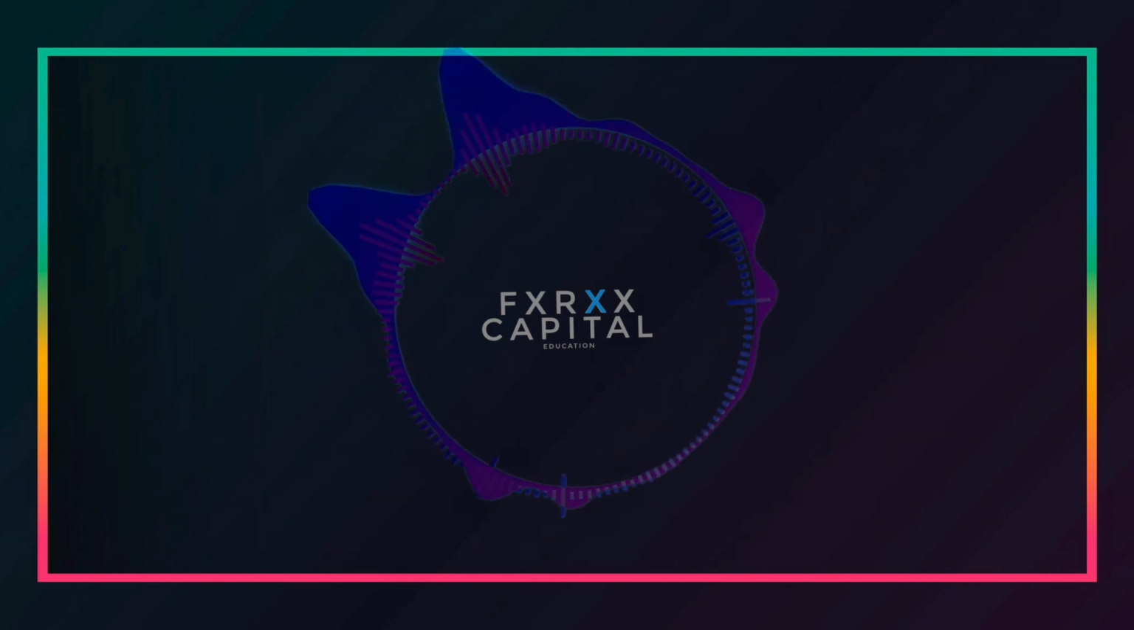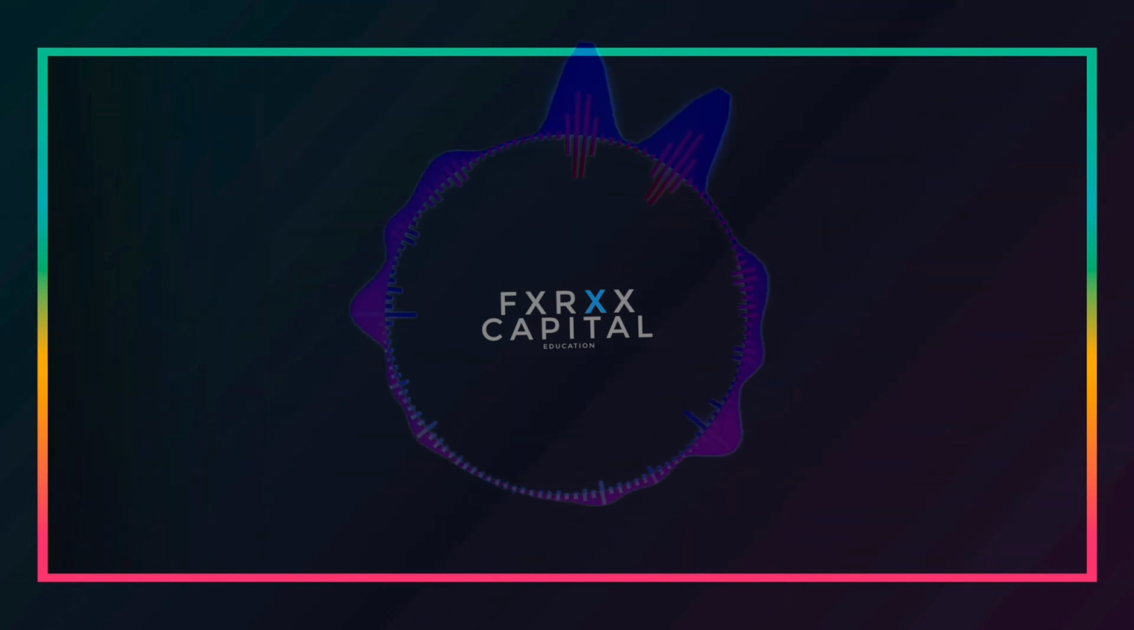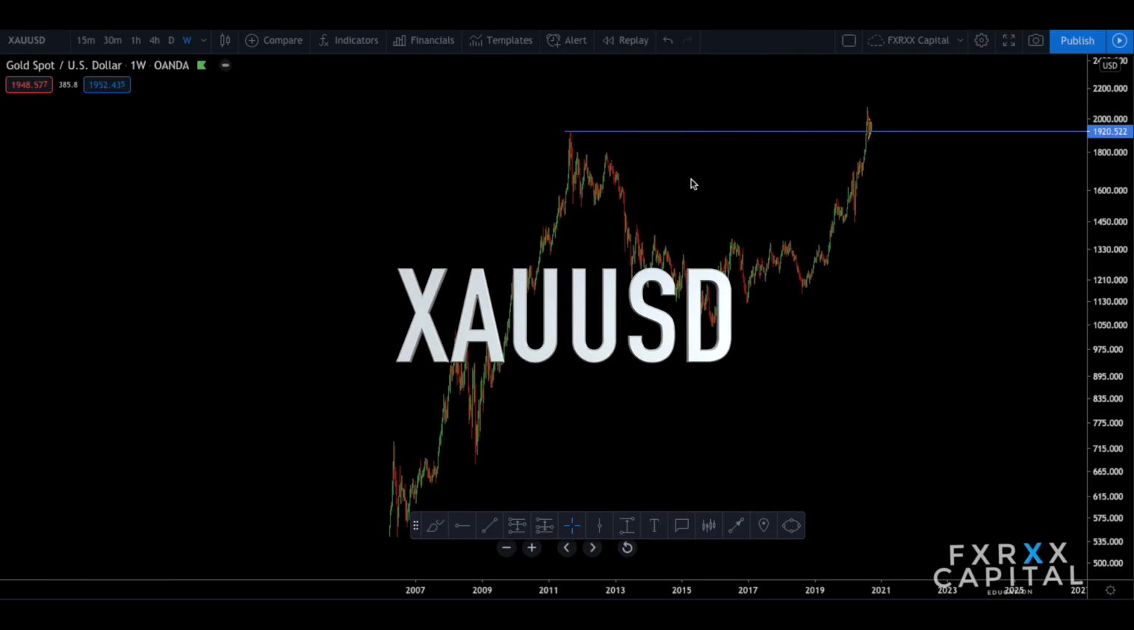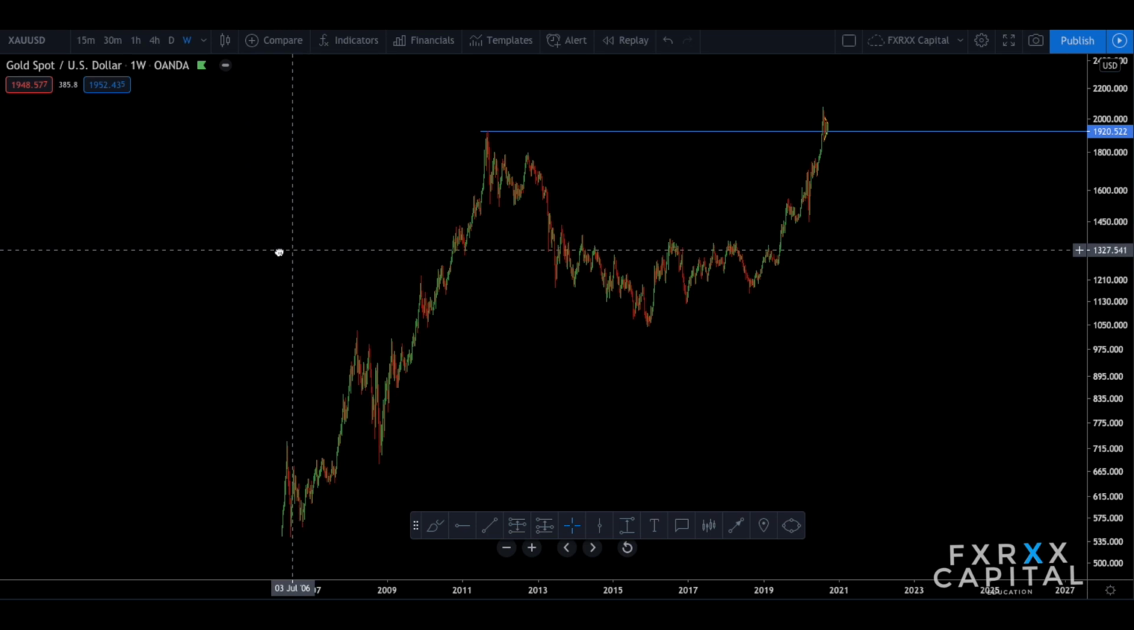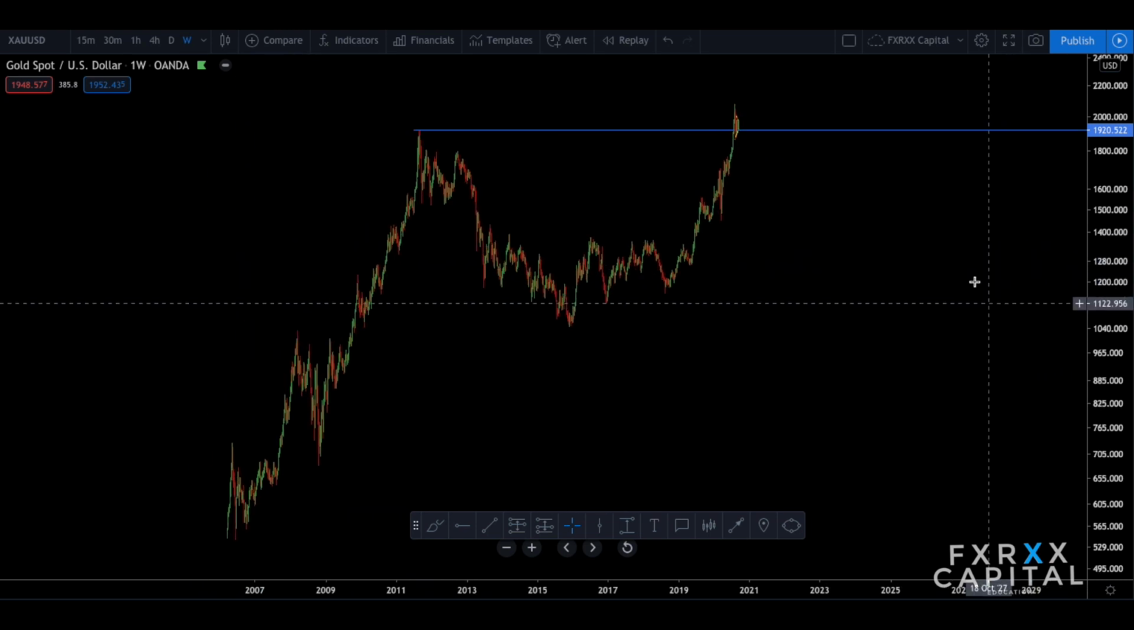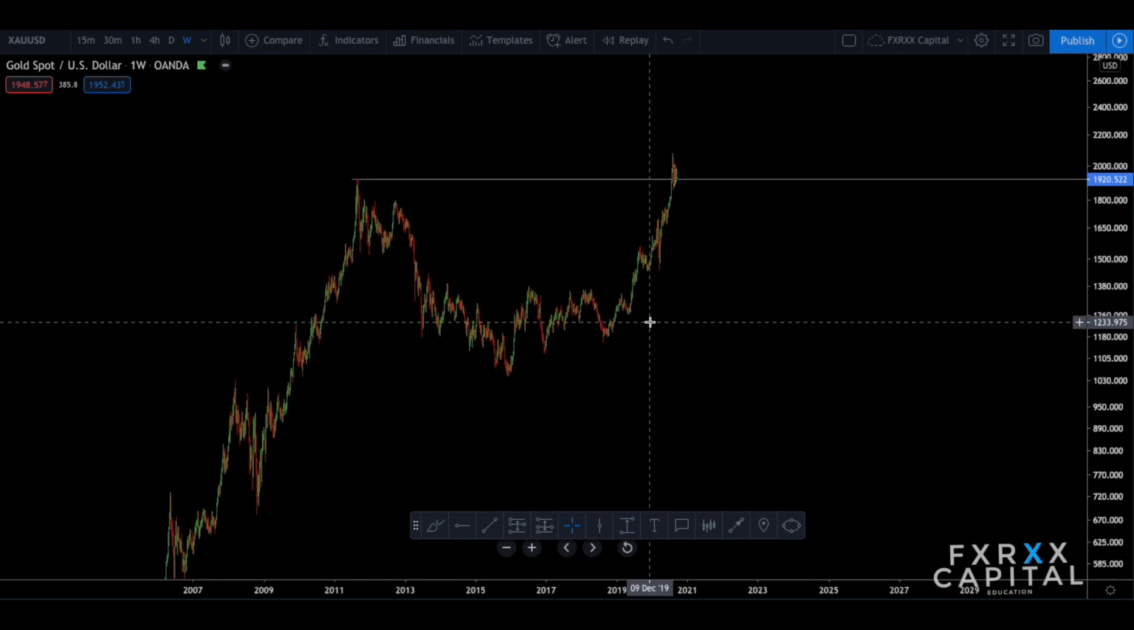For this week, we're going to focus on our forecasting analysis for the next week, which is week 39. We will start with our first pair, which is gold USD. In high time frame, we can see gold USD still in the same shape since the last few weeks.